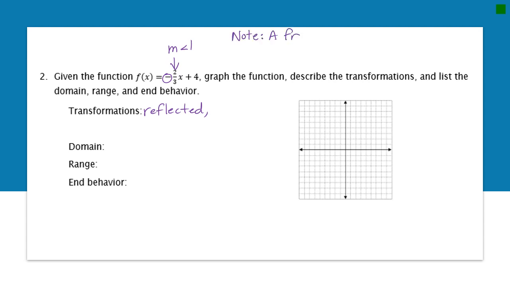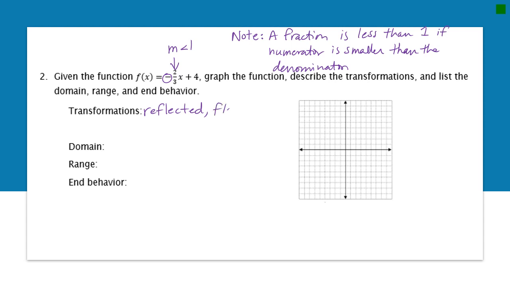A fraction is less than 1 if the numerator is smaller than the denominator. Okay, so since 2 is smaller than 3, I know this fraction is less than 1. So that means that this is going to be flatter. And you could say flatter by 2/3.